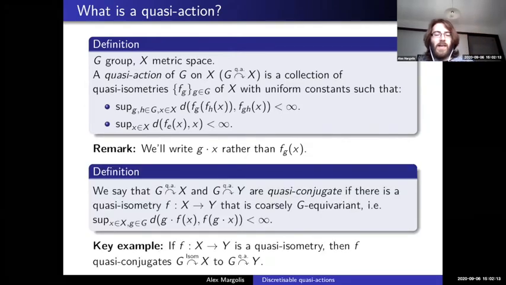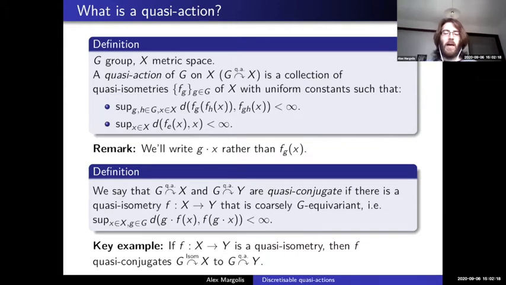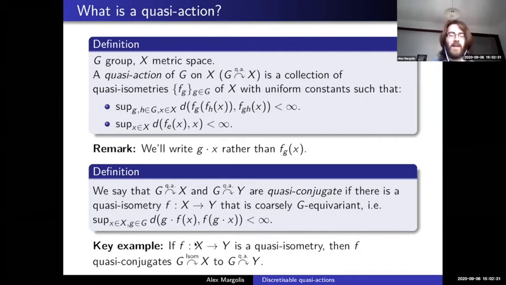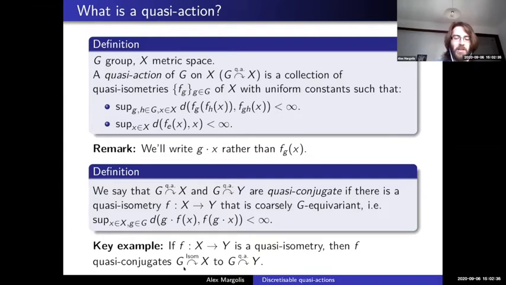If we have two quasi-actions of the same group on two different metric spaces, we say the quasi-actions are quasi-conjugate if there's a quasi-isometry between the two spaces which is coarsely equivariant, i.e. this inequality holds. The key example, which is really what motivates the definition of a quasi-action, is that if we have a nice isometric action of a group on a metric space X, and we have a quasi-isometry from X to Y, then this quasi-isometry quasi-conjugates the isometric action to a quasi-action on Y.